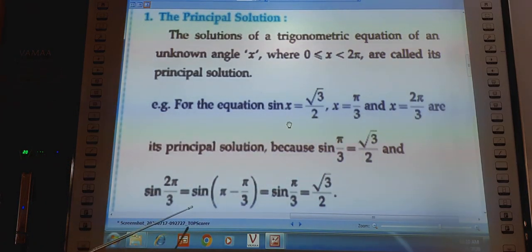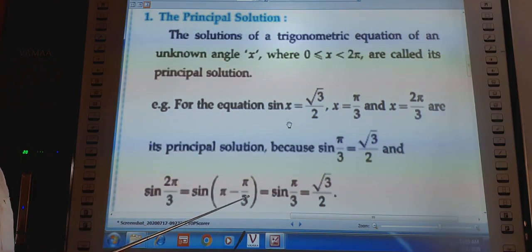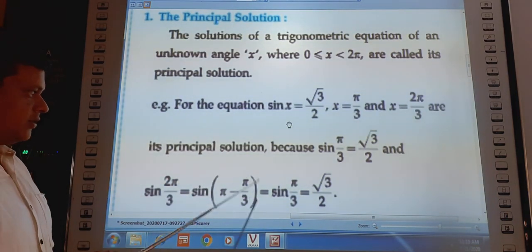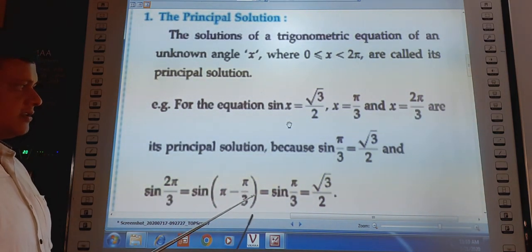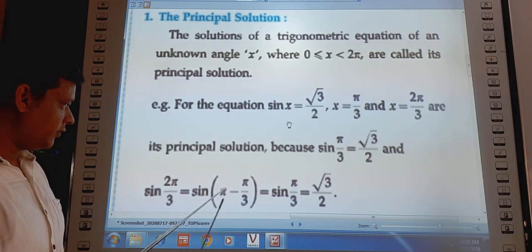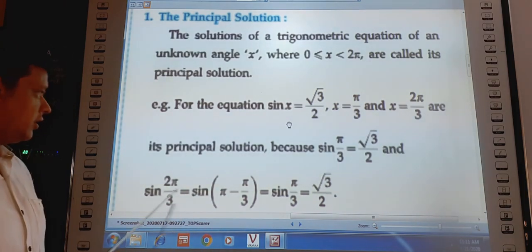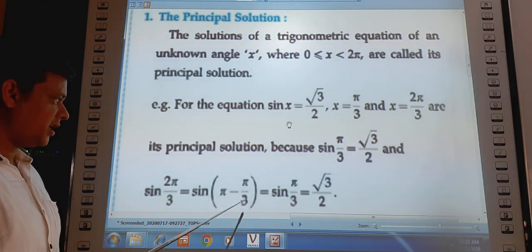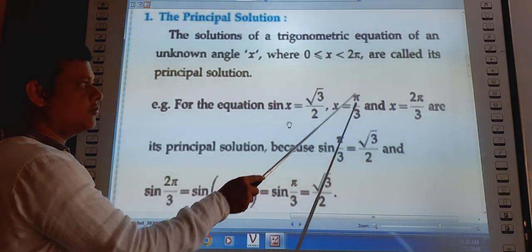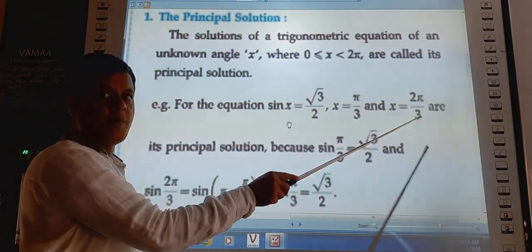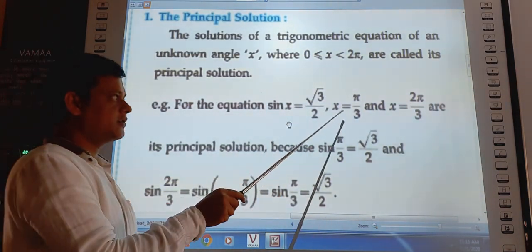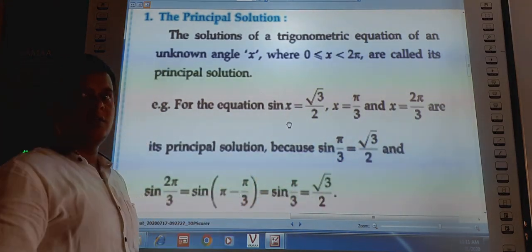Sin 2 pi by 3 can be written as sin (pi minus pi by 3). That means we use the up down formula that we already discussed in part second. So by using that, sin (180 minus theta) is sin theta, because 180 minus theta is in the second quadrant, so we get sin of (180 minus theta) equals sin theta. Here we already know that in place of theta, sin pi by 3 is √3/2. That means for the angle x equals pi by 3 and for the angle x equals 2 pi by 3, this equation is satisfied. So we find the unknown values, that is pi by 3 and 2 pi by 3. This is the प्रिन्सिपल सोल्युशन.